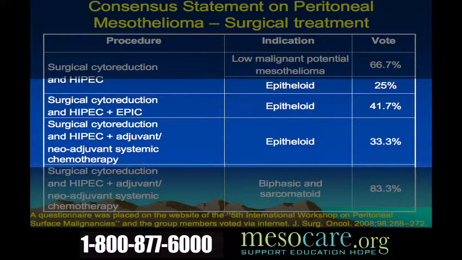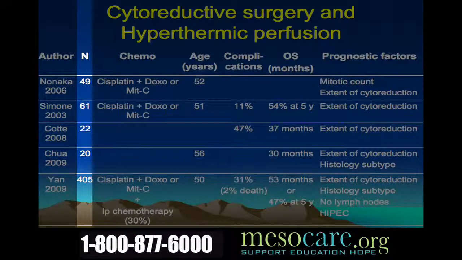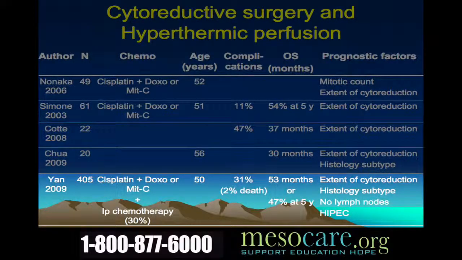However, for the most common type, which is the epithelioid type, the opinions are very divided. So these are studies of hyperthermic perfusion after cytoreduction. You can see the number of patients here is pretty limited, except for the last study, which was a registry of surgical outcome. Age of patient is around 50, nothing to do with the 74 median average age for presentation.